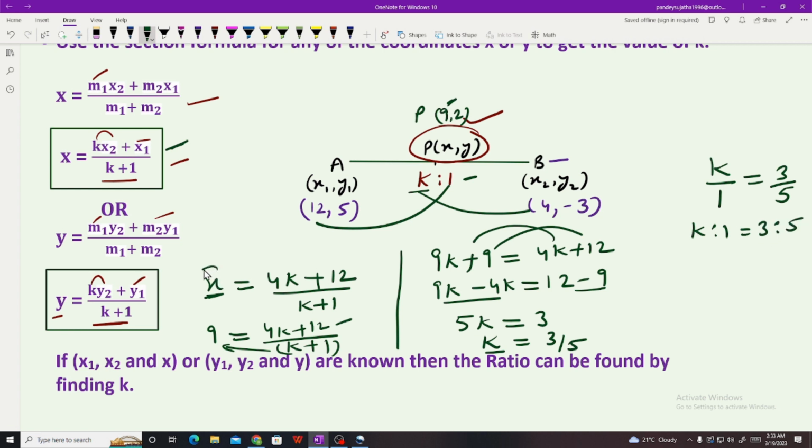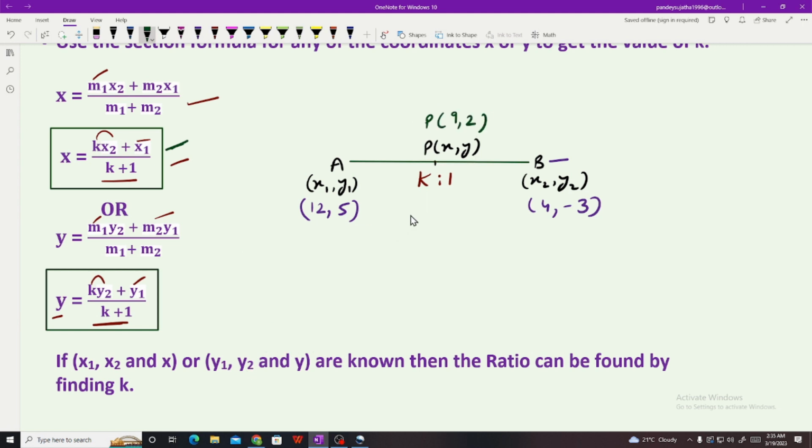So with the help of x coordinate, we found the ratio, that is 3 is to 5. Even you can use the y coordinate, any one coordinate, to find the ratio. Right now I used the x coordinate. Instead of the x coordinate, you can solve this question by using the y coordinate, that is 2, to find the ratio. Just let me show you how.